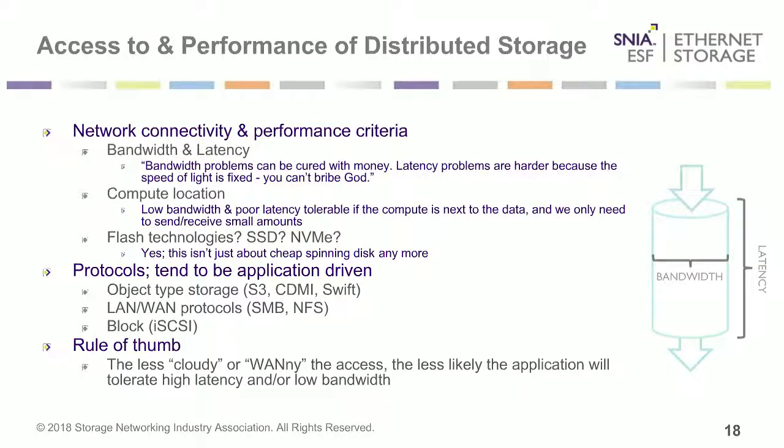But as a rule of thumb here, I'm going to do a real quick one. The less cloudy or WANy the access, the less likely the application will tolerate high latency and/or low bandwidth. Applications generally like low latency and high bandwidth. They like being next to the source of the data. And that's an important key when it comes to building distributed storage systems. We need a different way of thinking about our applications as well.